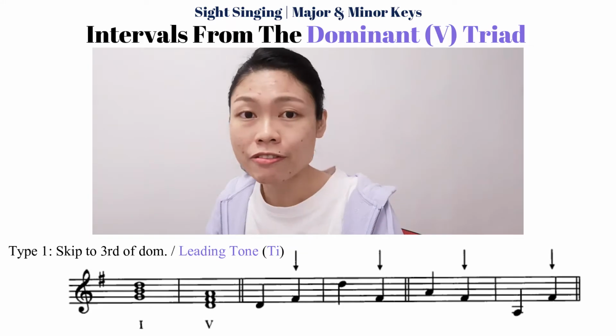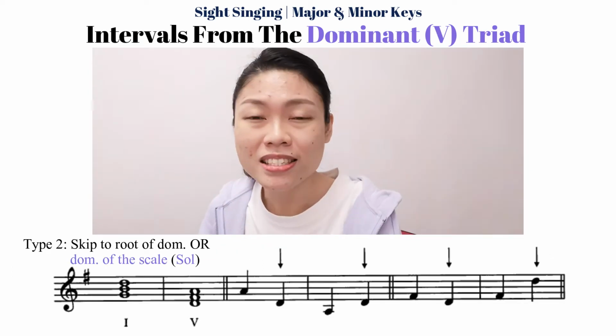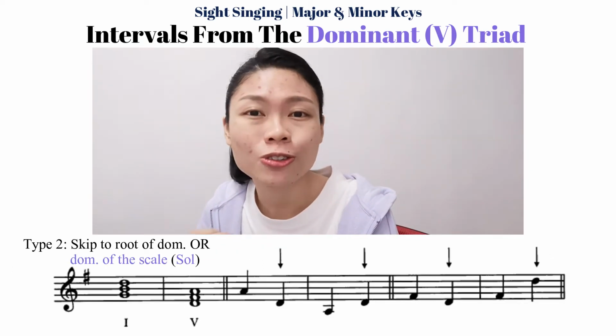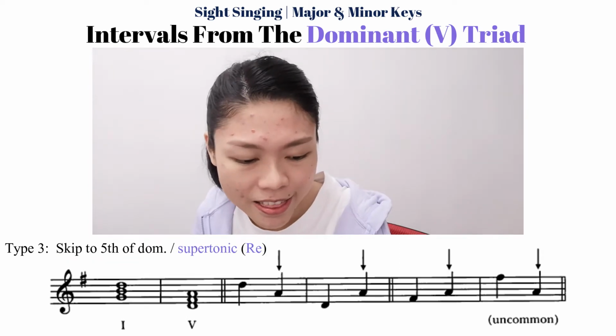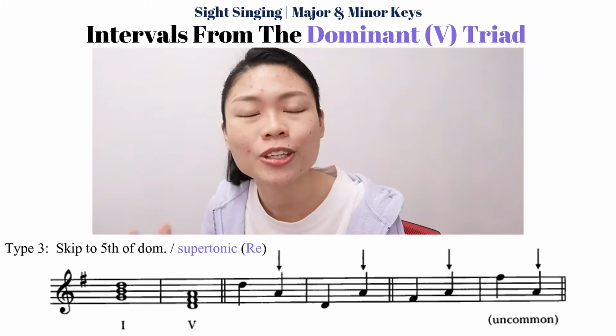There are 3 major types of possible intervals for the dominant triad. The first one is the skip to the leading tone. The second type is the skip to the root of your dominant triad. And then the last one is the skip to the 5th of your dominant triad.